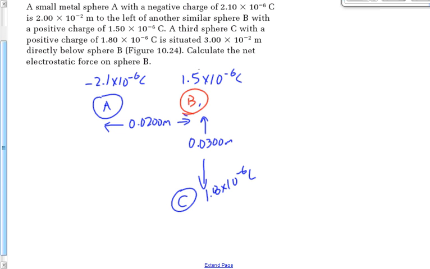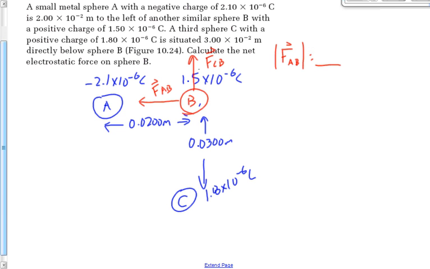They're all the same. Draw your free body diagram. Okay, the force of A acting on B is to the left. That's my FAB force again, because B is pulled towards A. Now, C is positive, B is positive. C is going to push B upwards. So the force of C on B is upwards. What are you going to do with this? Get the values of FAB. Okay, and that's pretty straightforward, right?